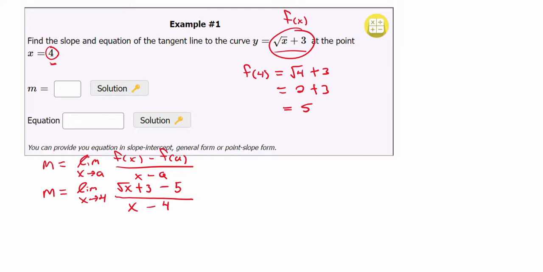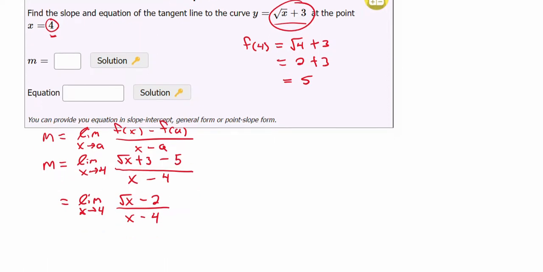So now we'll say this is equal to the limit as x approaches 4. And now I'm just going to combine our 3 and our 5 here. So we end up with the expression square root of x minus 2 over x minus 4. All right, so then we just have to take the limit of that.